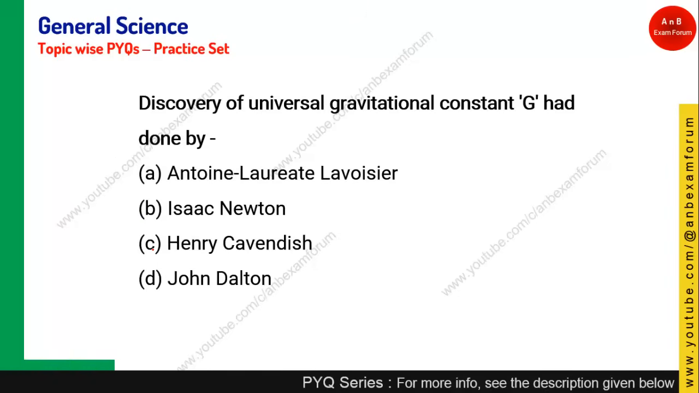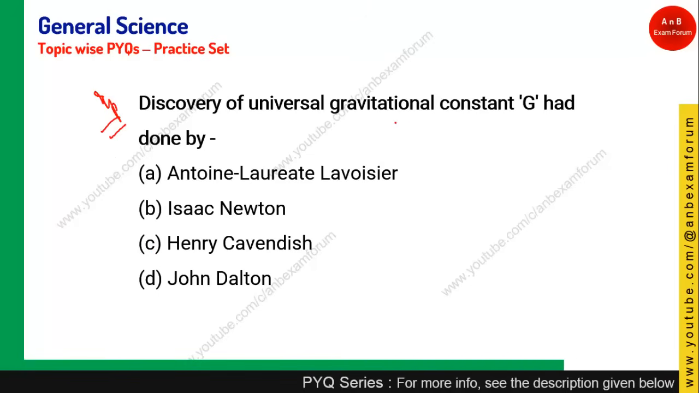Let's see the next question. I am marking it as a very important question. Discovery of universal gravitation constant G had been done by whom? These are the four options, so let's see one by one.